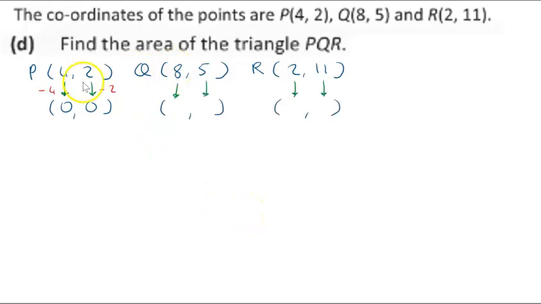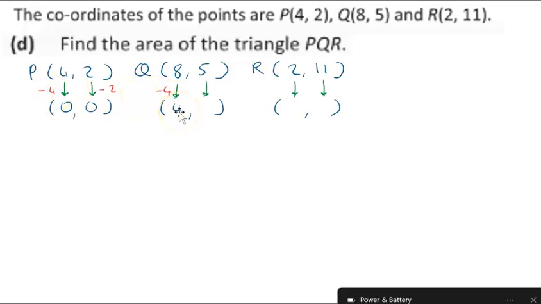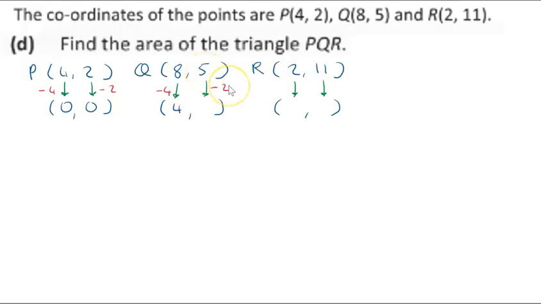So 8 minus 4 is 4. Then 5 minus 2 is 3. Next, our x value here, 2, we're going to subtract 4. 2 minus 4 gives us minus 2. And then the y value, we're going to subtract 2. So 11 minus 2 is 9. So we now have our points that we're going to label x1, y1, x2, y2.